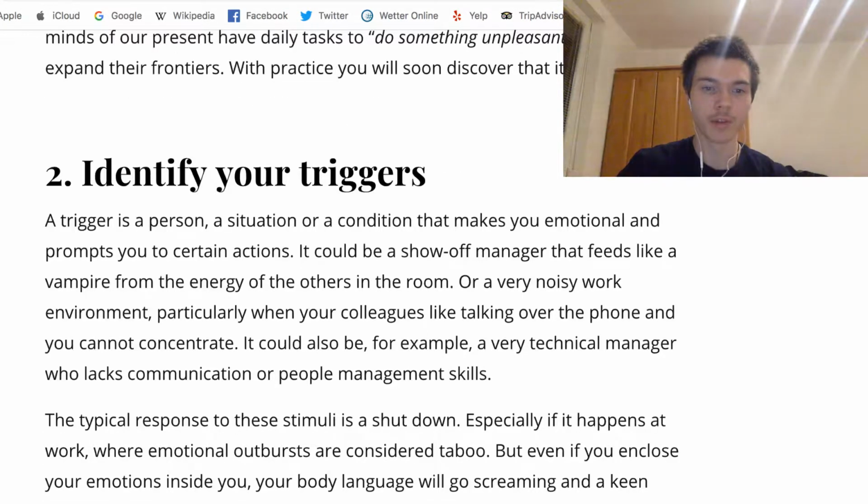The typical response to these stimuli is a shutdown, especially if it happens at work, where emotional outbursts are considered taboo. But even if you enclose your emotions inside you, your body language will go screaming, and a keen observer will notice it anyway.